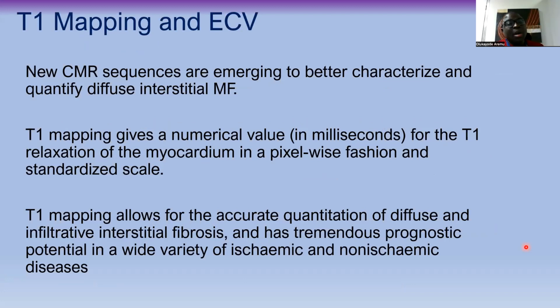Okay, so after T1 mapping, what is it? What do we have again? So we see the newer sequences, which I imagine better characterize and quantify diffuse interstitial myocardial fibrosis.